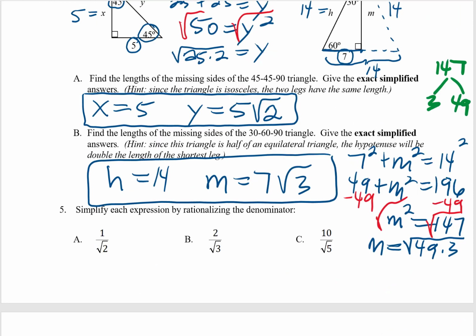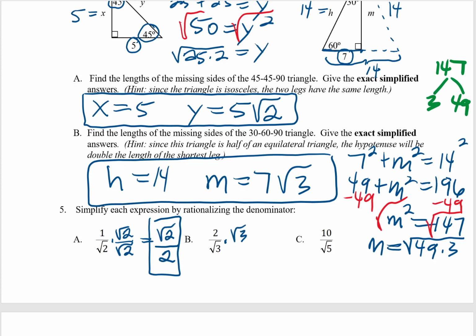Problem number 5, rationalizing the denominator means rewriting it so there is no radical at the bottom. The trick is to multiply the top and bottom by the square root you're trying to get rid of. Root 2 times 1 is just root 2. Root 2 times root 2 is root 4, which simplifies to 2. And so I have rationalized the denominator.